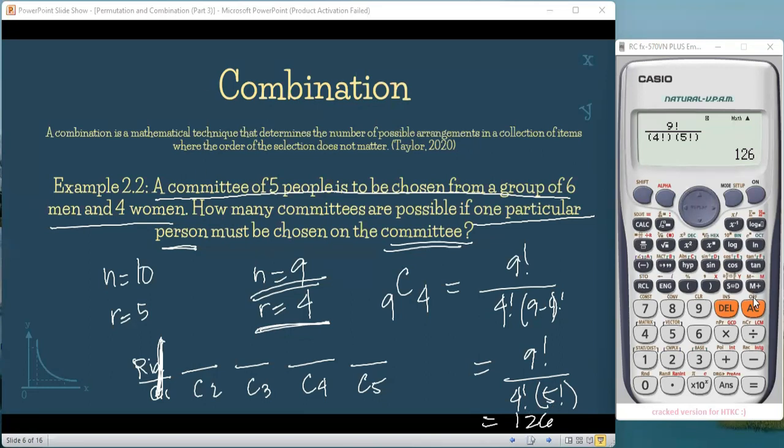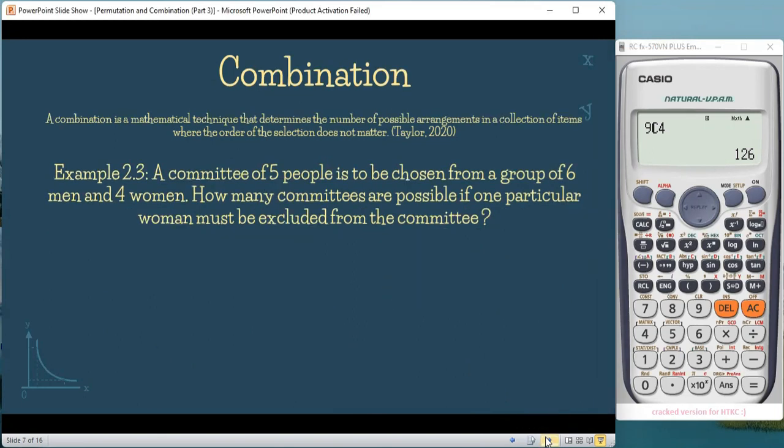So, diretso po natin calculator. We have 9, shift, division sign, then we have 4. So that will give us 126. So, ibig sabihin po, yun na lang pong combination kung mayroon po tayong isang tao na sure nakasama dun sa committee is only 126. So, paano naman po kapag ang tinatanong ay how many committees are possible if one particular woman must be excluded from the committee?